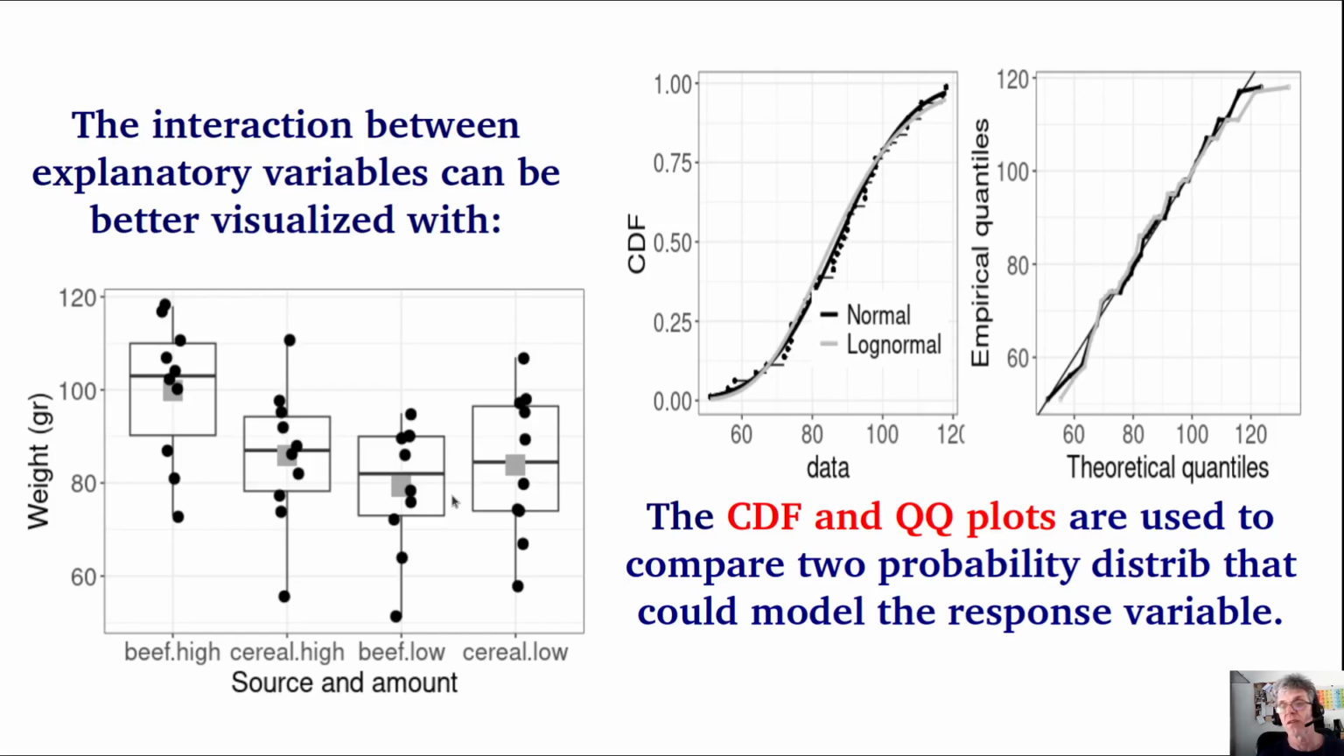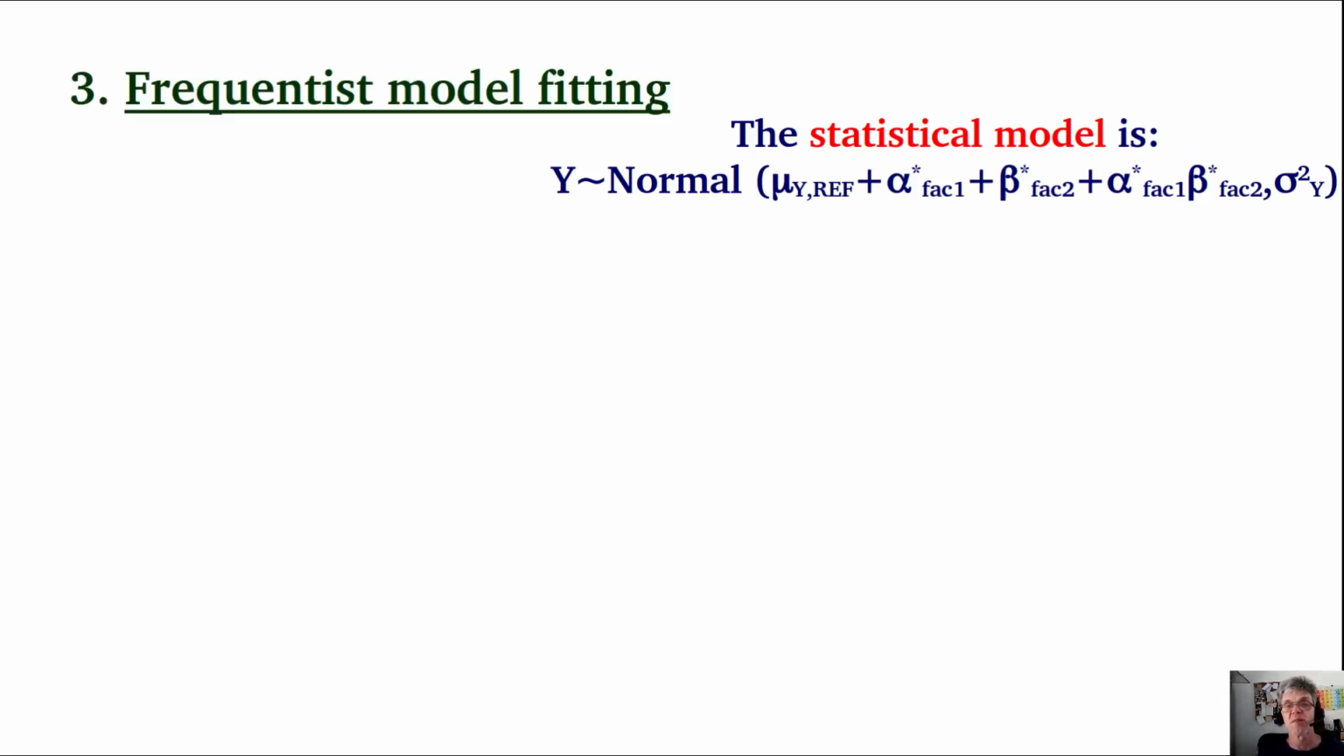In order to assess which is the best probability distribution to model the response variable, we compare the two usual candidates, which are normal and log normal. The fit of either distribution would probably be fine. So let's keep things simple and choose normal. The frequentist statistical model is written on the right of the screen. We are going to use it when we interpret the model fitting.